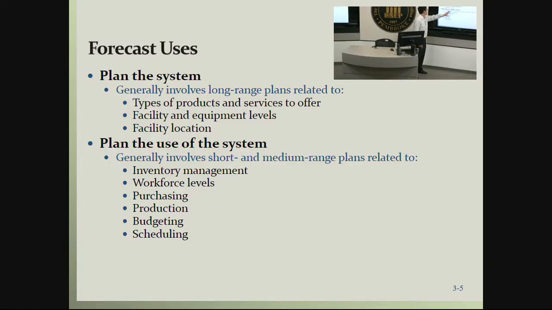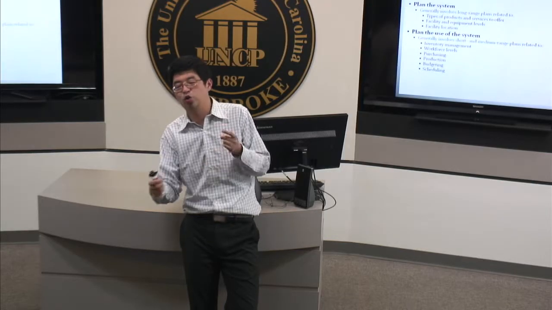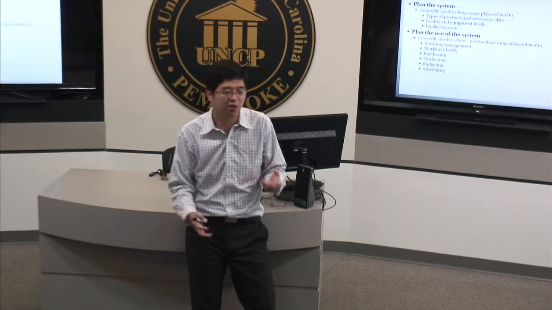Planning the use of the system generally involves short-term or medium-range forecasting. Many departments use short-term forecasts, such as inventory management, purchasing, budgeting, and scheduling. You don't need a forecast for after 1 year, because a forecast 2 weeks later is enough for you to change your inventory, change your purchase order, or schedule your employees. 2 weeks, 1 month is enough.